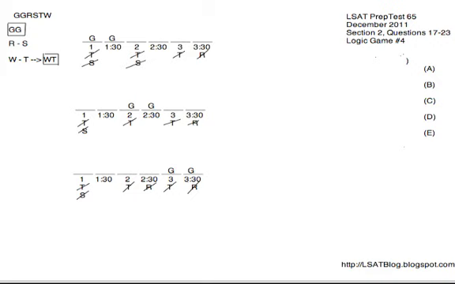I've got the G's on 1 and 1:30, on 2 and 2:30, and on 3 and 3:30 for each of these three diagrams. Now I've made a few additional inferences here.